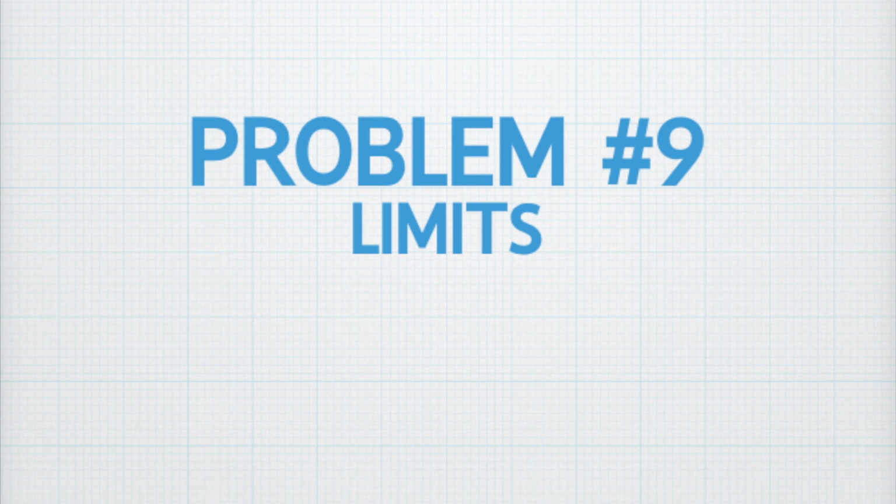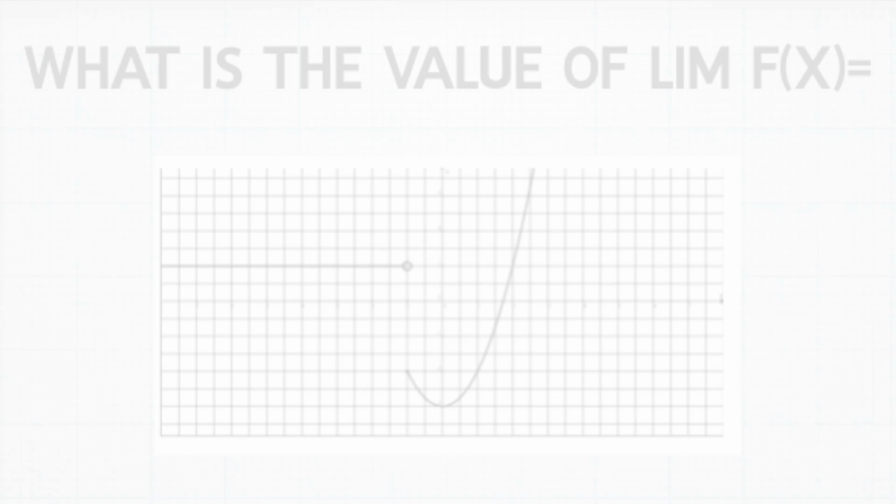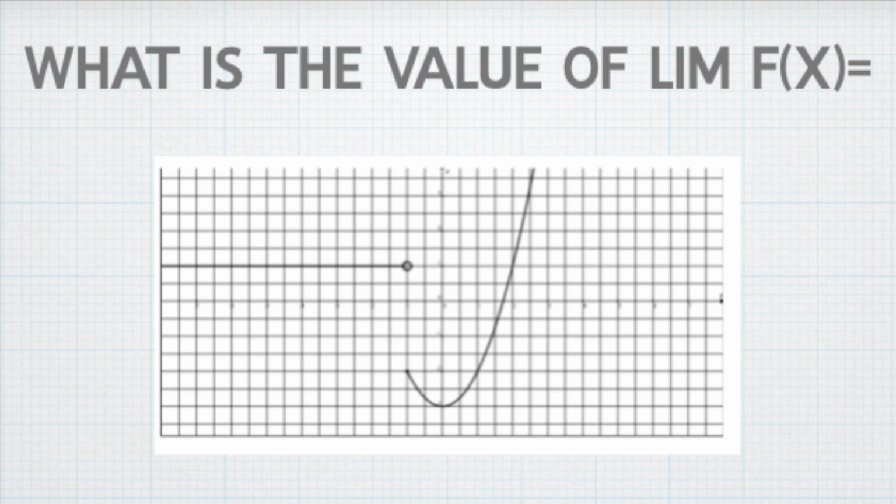Hi, I'm Robbie. For this problem, we're seeing an example of finding limits graphically. The problem reads as follows: find the limit of f of x as x approaches -1 from the left.